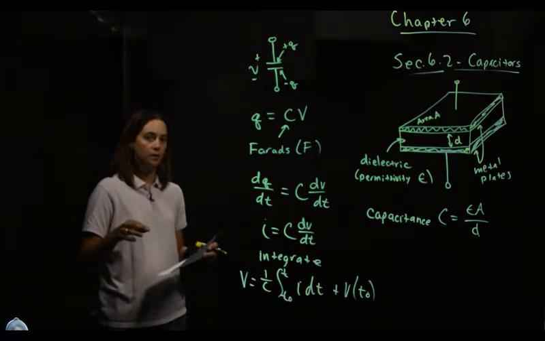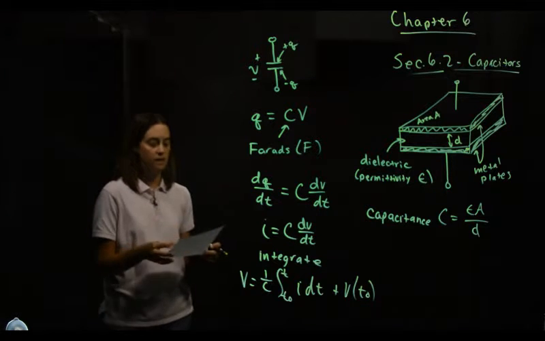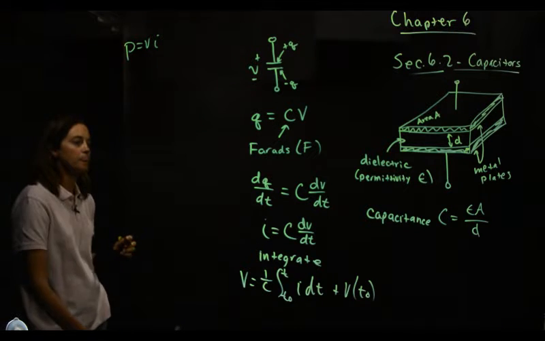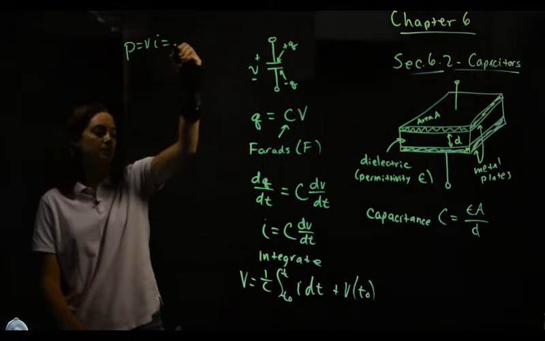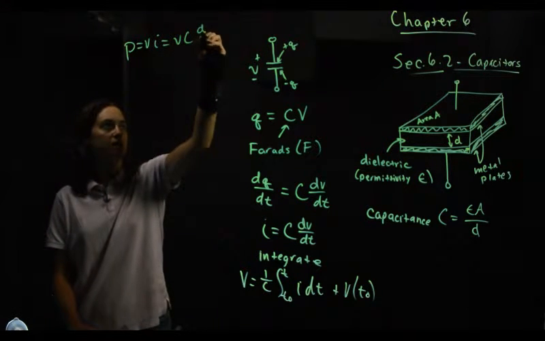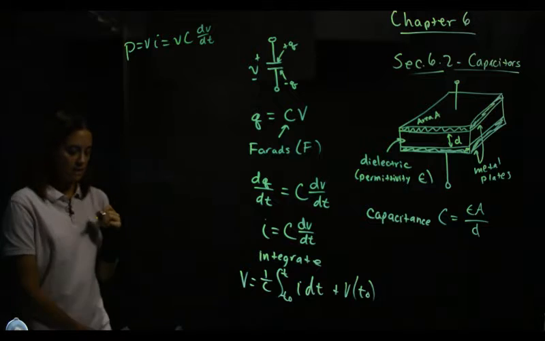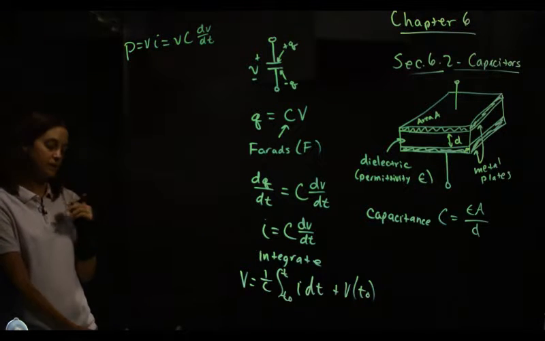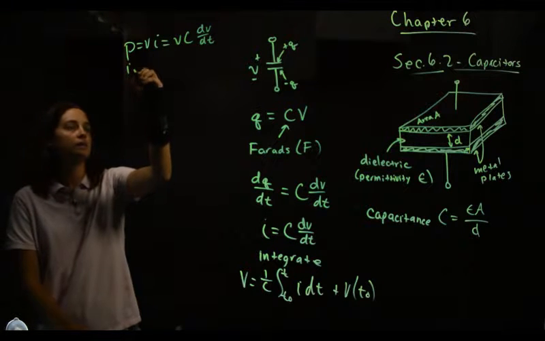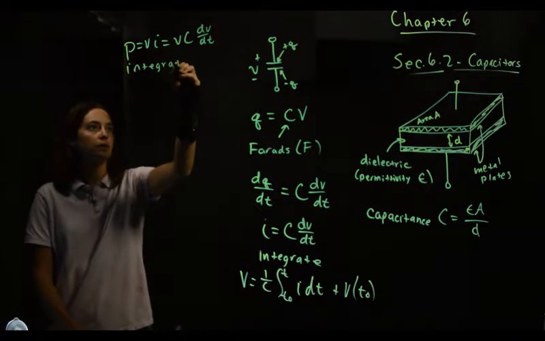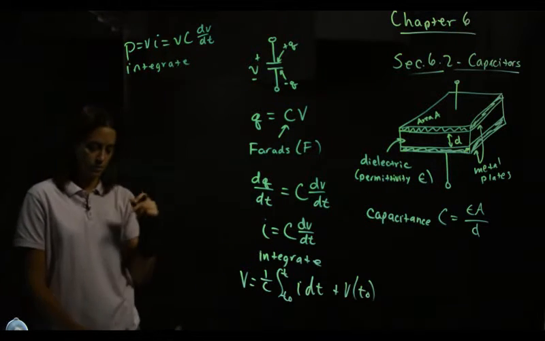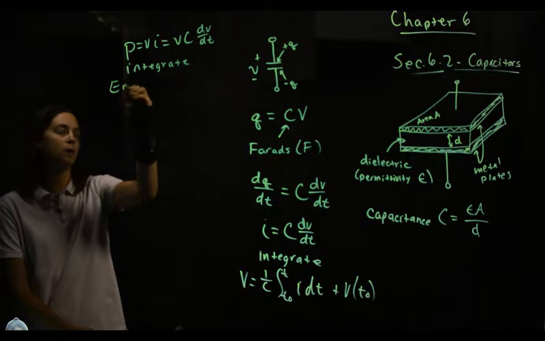Also, I want you to remember power. P equals VI, right? If we have P equals VI, then we have P equals VC dV dt. And if we integrate that, we'll get the energy stored in the capacitor. Because if we integrate power, we get energy stored. So again, this is all from chapter 1, these integrals and derivatives and definitions. So if you forgot them, go back and review chapter 1.